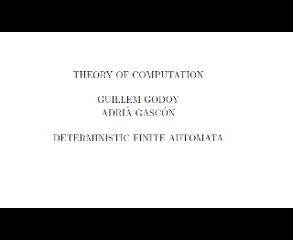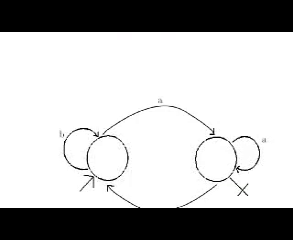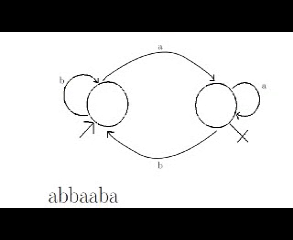The goal of this lecture is to introduce deterministic finite automata. Let's start with an example. A deterministic finite automaton has states that will be denoted with circles. In this case, we have two states. We have also directed edges that connect states.